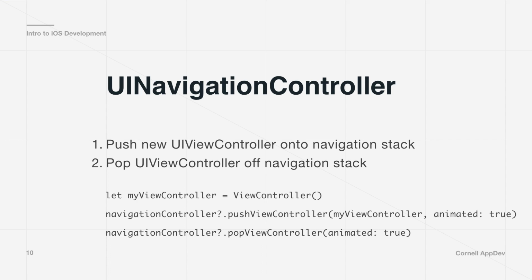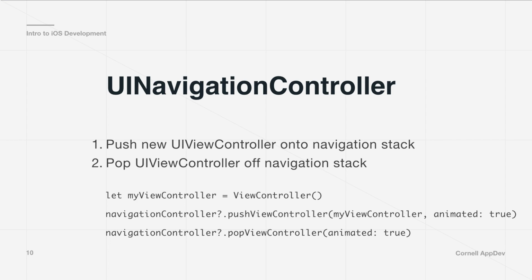So here's an example where we initialize a view controller up there, and we use this navigation controller property, but we can access this inside any view controller. The reason why we have the question mark there is because this is optional inside our view controller. Our view controller may not be inside the navigation controller, so that's why it's optional.